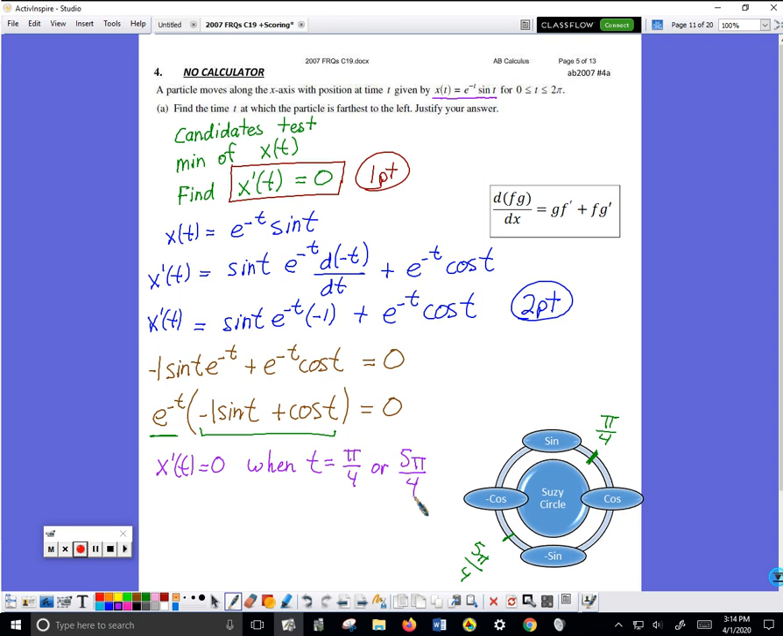Okay, it's called the candidates test because I know the lowest point of x will be either at the beginning, t equals 0, the end, t equals 2 pi, or where x prime is equal to 0. So I now have 4 candidates.